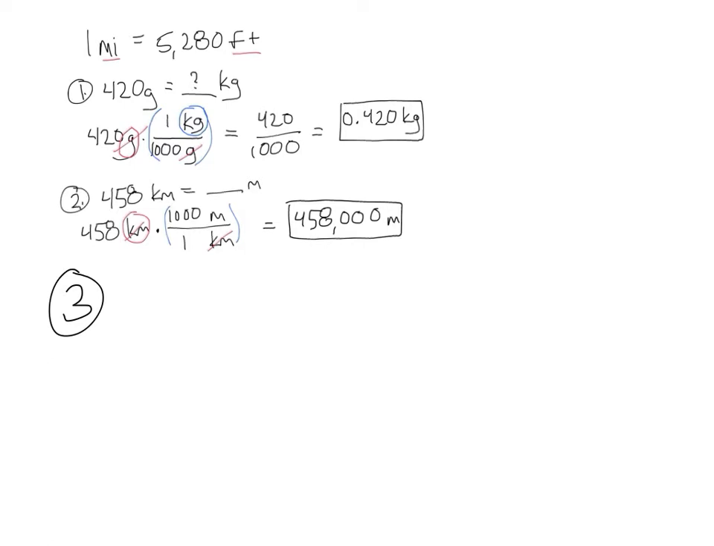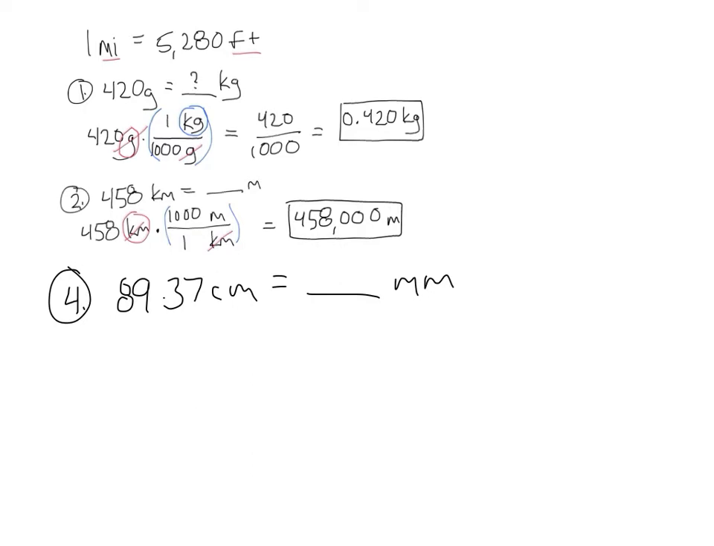5.97 liters to milliliters. You know what? Let's skip to number 4 instead. All right? Number 4 I like better because it's not quite as cut and dry. Oh, I'm looking at 3. Sorry. Number 4. Let me start again. 89.37 centimeters equals how many millimeters? Alright.